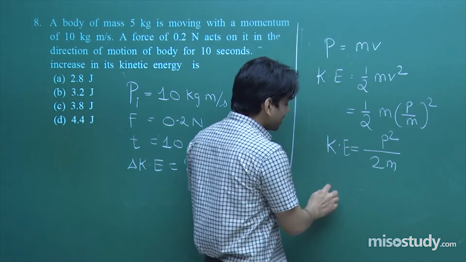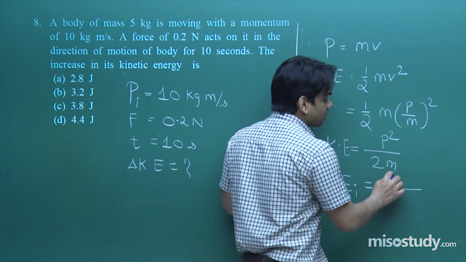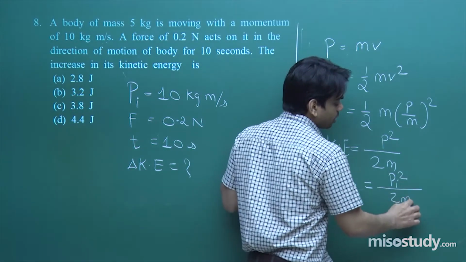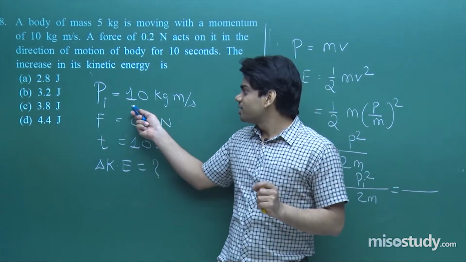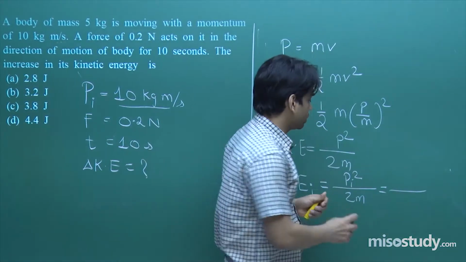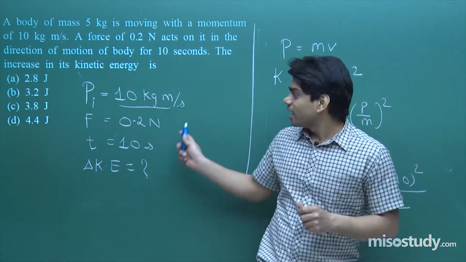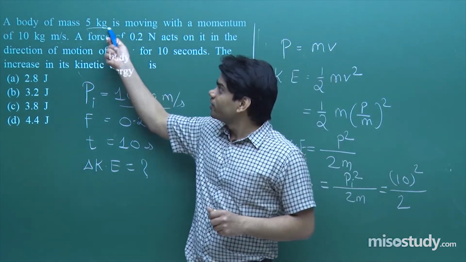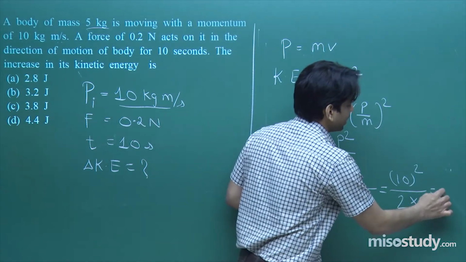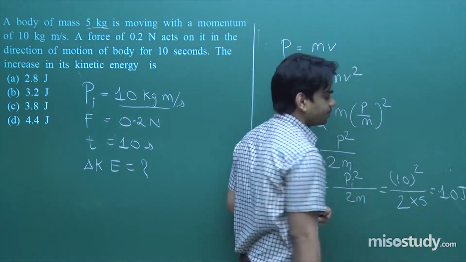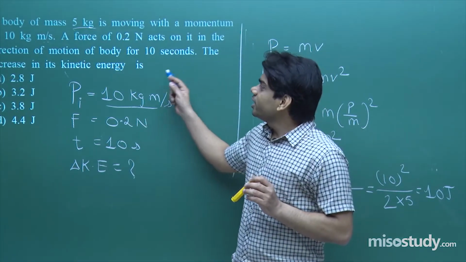So the body's initial kinetic energy will be initial momentum squared divided by 2m. Let's put up the values. In proper SI units, the initial momentum is given as 10 kg meter per second. So 10 whole square divided by 2 times the mass, which is given as 5 kg. Let me write here 5. You will get the initial kinetic energy as 10 joules. That is the first information we found. Now we have to find the increase in kinetic energy.